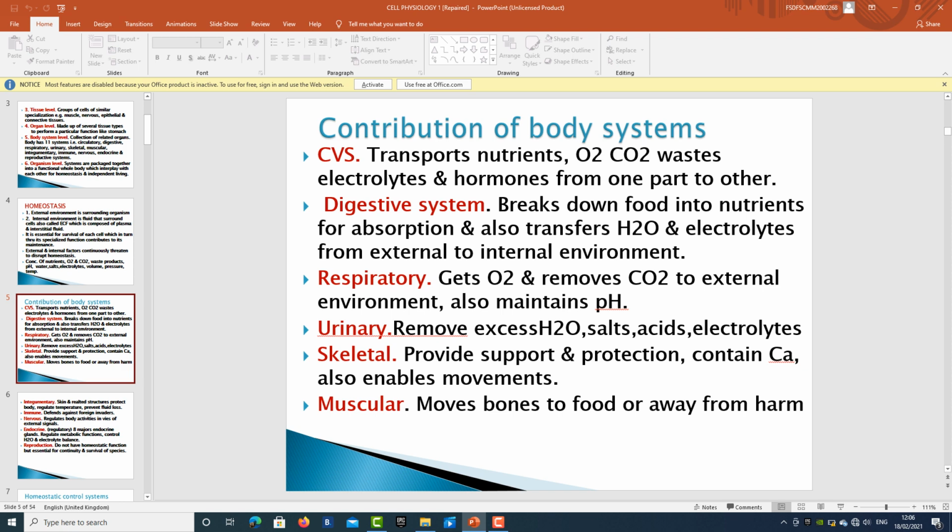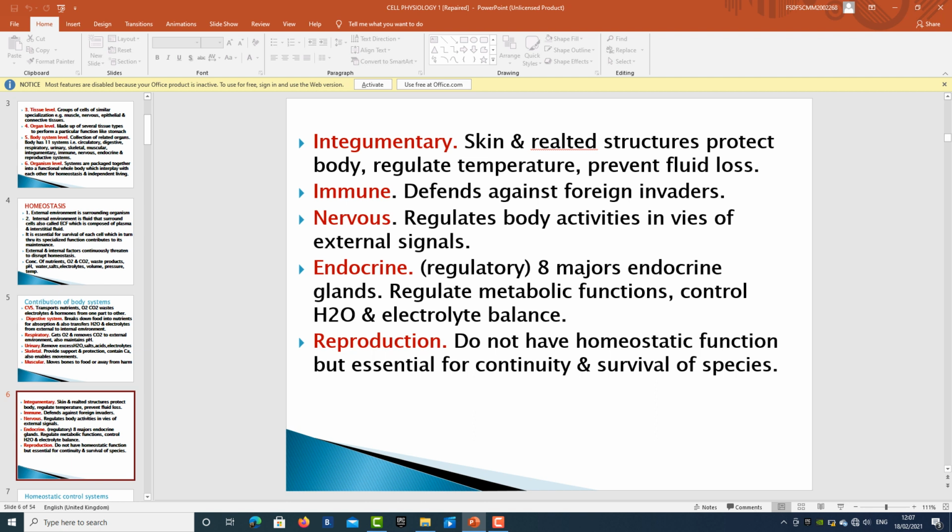Urinary system, it removes the excess of water, the salts, the acids, electrolytes. Then we have the skeletal system. It provides the support and protection containing the calcium and also enabling the movements. The muscular system moves the bones to food or away from harm. So these are all the examples which are telling you the importance of how these different structures, tissues, organ systems are working to maintain the internal environment constant so that there should be a healthy individual.